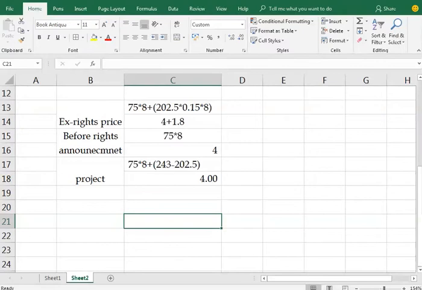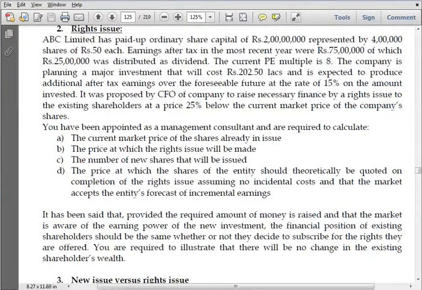So we are going to note all of this, but the concept of finance is that any positive NPV project announced by the company, the market has to react on it. Market will react on it if they are getting the earnings visibility. Somewhere the question says that the required amount of money is given, and the market is aware of the earning power of the new investment. Market knows that it is going to happen.